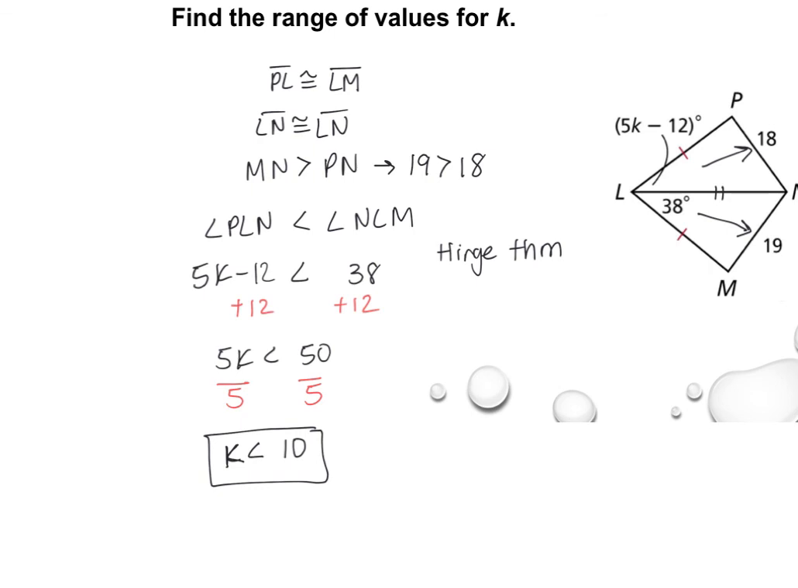Sometimes, guys, it helps. Once you have your 3 pieces of information, if you draw a line, okay? So my 3 pieces of information were the 2 congruent sides, the fact that MN was bigger than PN, and then finally, after those 3 pieces of information are in there, I can form a conclusion. My conclusion was that one of the angles needed to be bigger than the other angle, okay? We needed 38 to be bigger than 5k minus 12. And then we just solve.